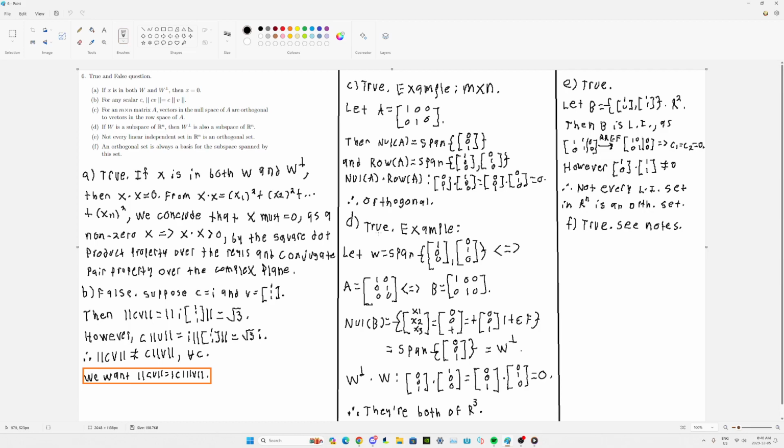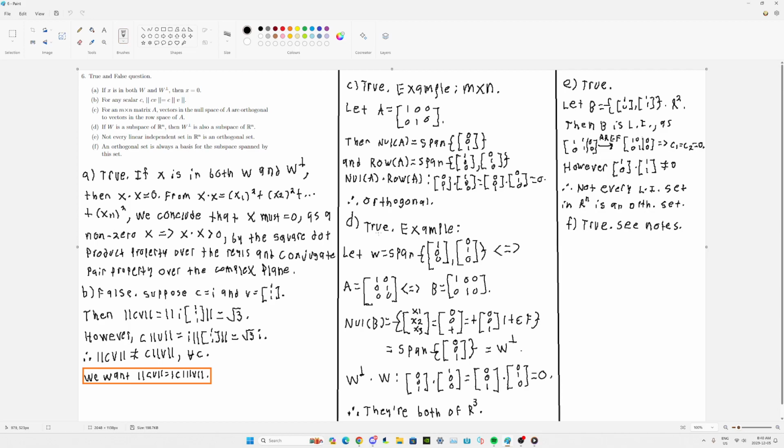For any scalar c, we have the norm of cv is equal to c times the norm of v. This is false, right? We can just suppose that c is equal to i, and v is equal to (1, 1, 1). Then we have the norm of cv is equal to the norm of iv, which is equal to the square root of 3.